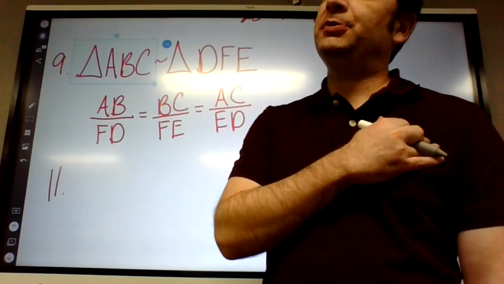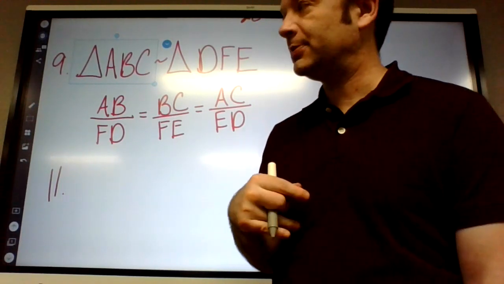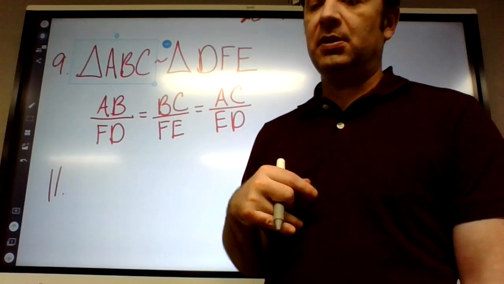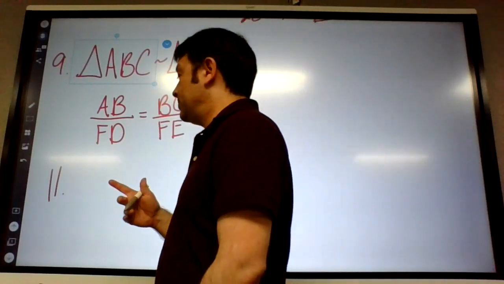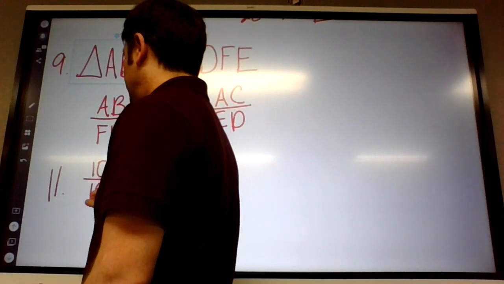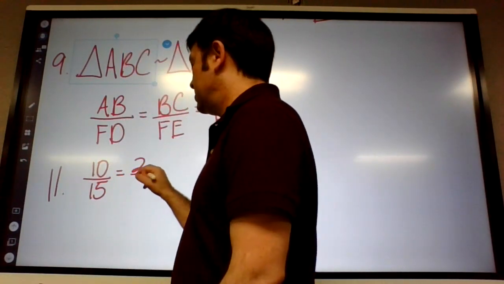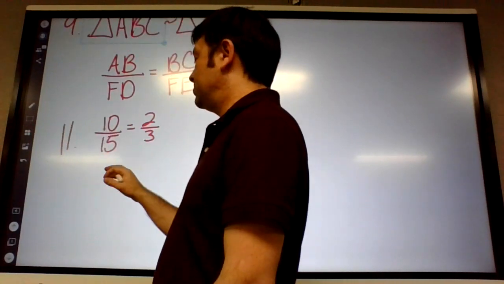Just find the ratio of two corresponding sides. What's two matching sides on number 11? 15 and 10, but we got to go red to black. 10. So 10 to 15. Does that reduce? Yeah, I would take those. 2 to 3.